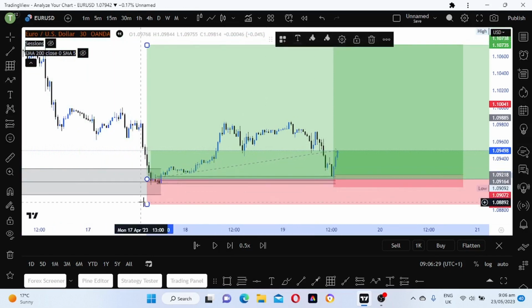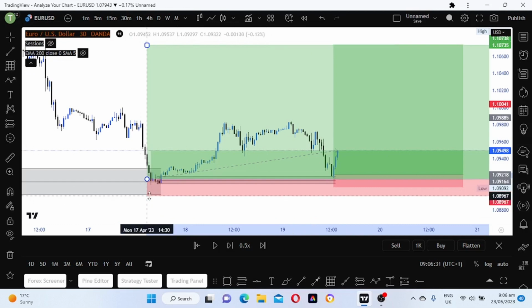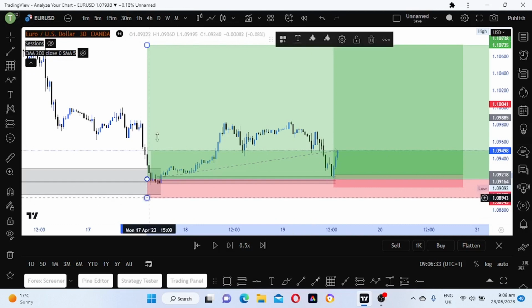As you can see, the aggressive entry has a bigger stop loss. It means that it has a lower risk reward ratio. But the confirmation entry has a high risk reward ratio, because our stop loss is tighter than the aggressive entry.